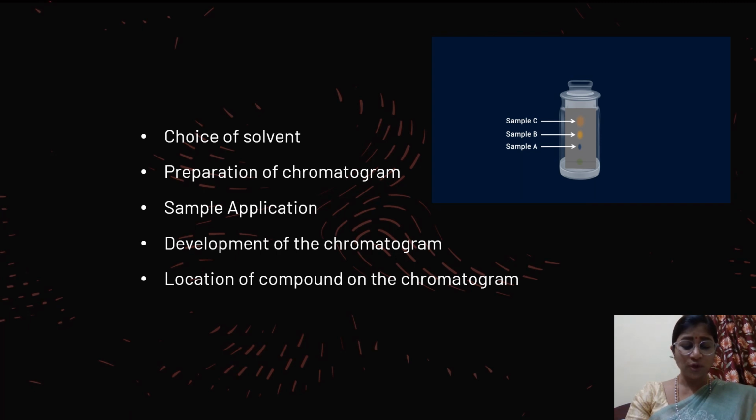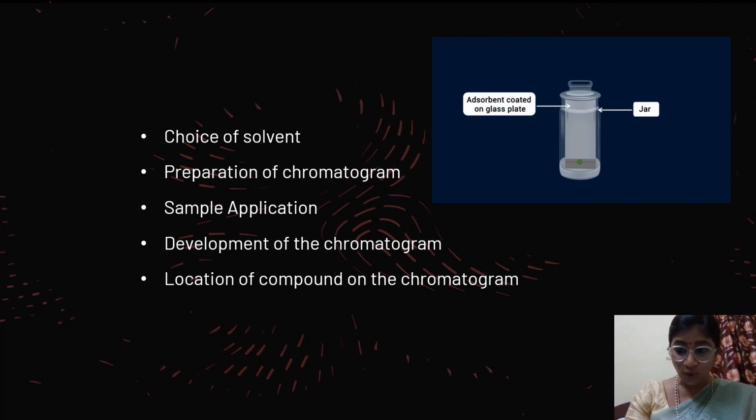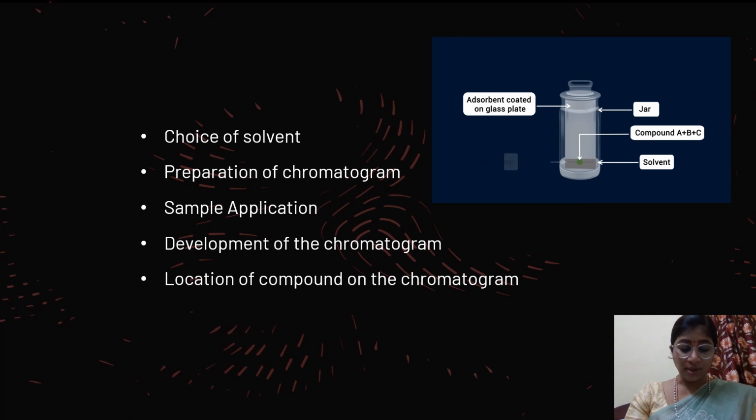The choice of solvent depends on the nature of the substance to be separated and the nature of the adsorbent. For polar substances, polar solvents are used. Less polar substances should be dissolved in a suitable non-aqueous solvent. Activated silica gel or alumina should be used as the adsorbent.